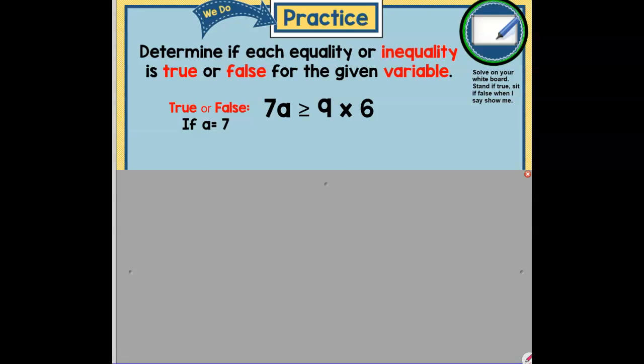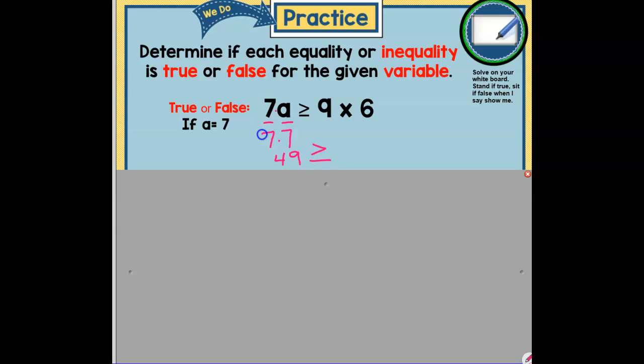Okay, so we're going to do the same thing on this one. Solve it on your board and then we'll go through it together. So I'm going to plug in a 7. Remember, when the number touches the variable, our default in mathematics is that there's a multiplication sign there. So that would be like 7 times 7. I know that's 49. So I'm going to test, is 49 greater than or equal to 9 times 6?